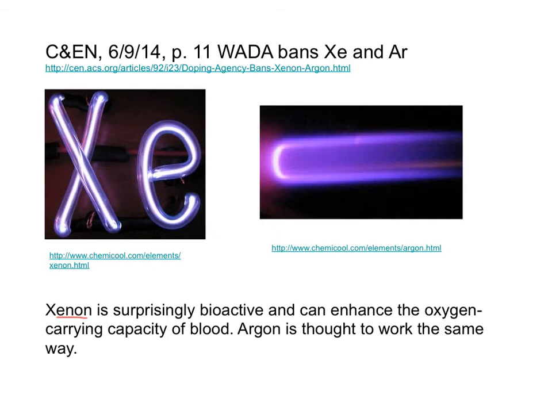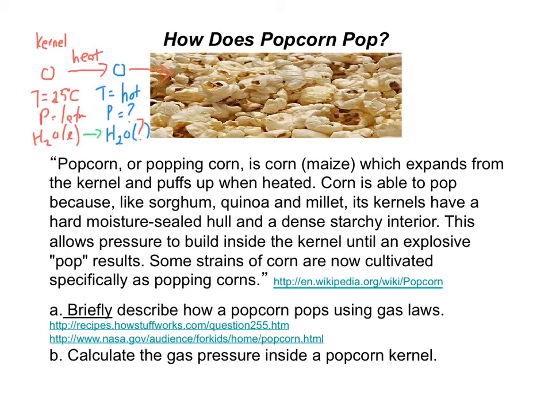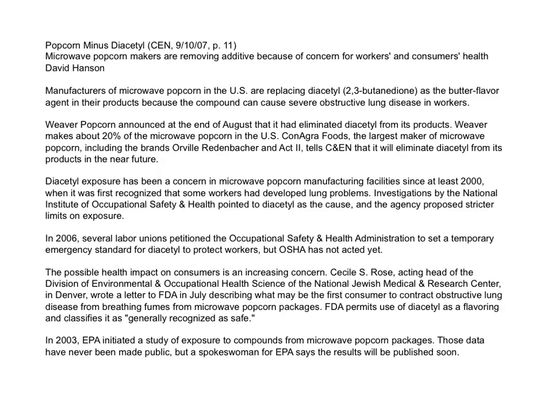The noble gases xenon and argon can enhance the oxygen carrying capacity of blood. So the World Anti-Doping Agency has banned the use of xenon and argon for athletes. In lab, we're going to see how popcorn pops and calculate the gas pressure inside a popcorn kernel before it pops. Here's a hint. We'll use this equation to estimate the pressure. Popcorn kernels must have around 15% water to pop. Otherwise, you get old maids. If you like microwave popcorn, check to see what the butter flavor is.